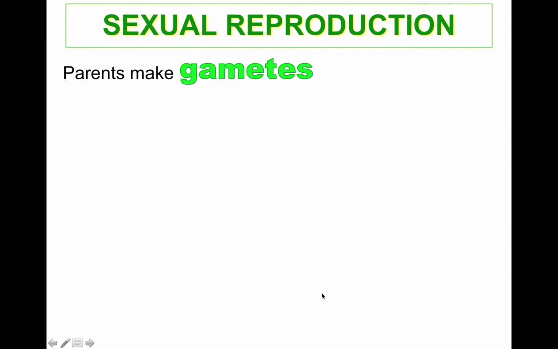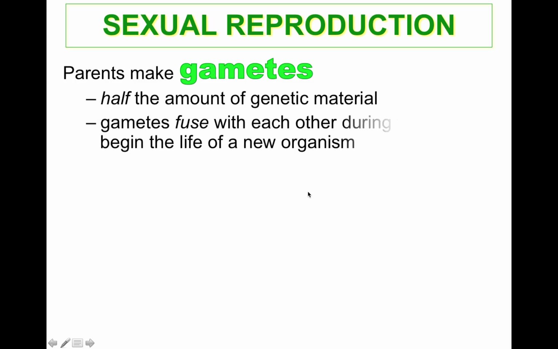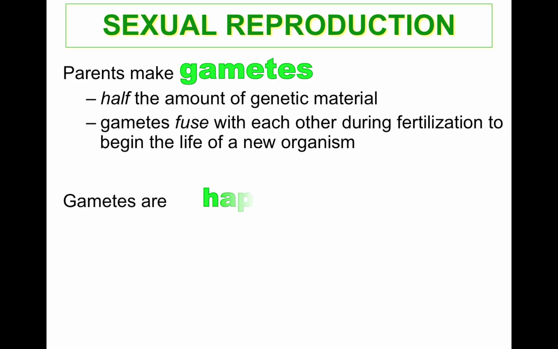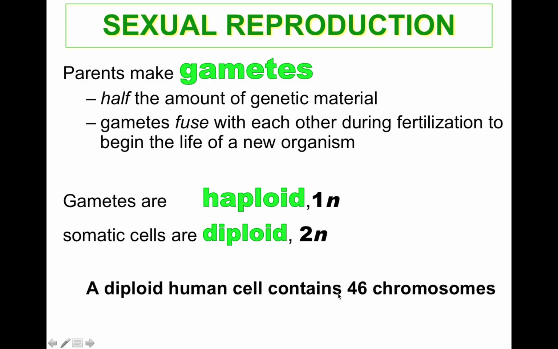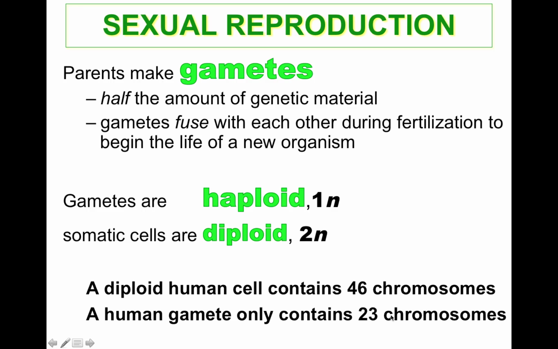Sexual reproduction is the process of making gametes. Parents make gametes with half the amount of the genetic material per nucleus. The gametes then fuse with each other to recreate the complement of DNA and chromosomes that are found in all the cells of the adult. Gametes are haploid, they're 1N, and somatic cells are diploid. They have 2 copies of each set of chromosomes. A diploid human cell contains 46 chromosomes. A sperm or egg contains only 23.